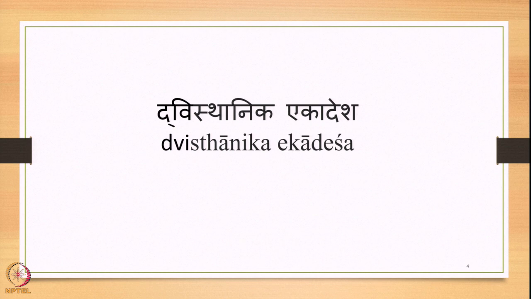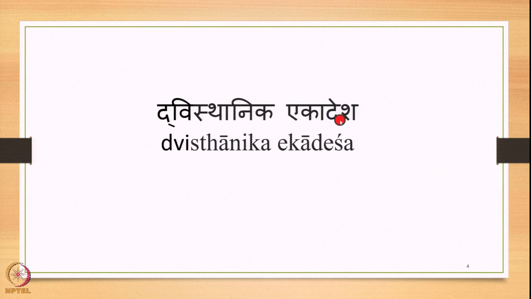Ekasthānika ekādeśa meant one sthāni and one ādeśa, one substituent and one substitute. We studied two instances of this classification, namely yan sandhi and ayavayav sandhi. We also studied the sutras, the examples in detail, and some other grammatical topics related to these two types of sandhis.